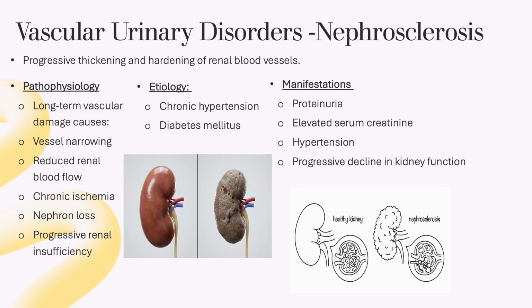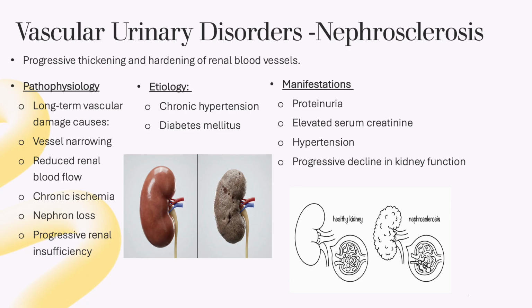So the kidneys think, oh, we're not getting enough flow. Let's release renin and let's get the RAS system initiated. But now when more blood starts coming through those vessels that are already narrowed, that's going to cause even more damage.